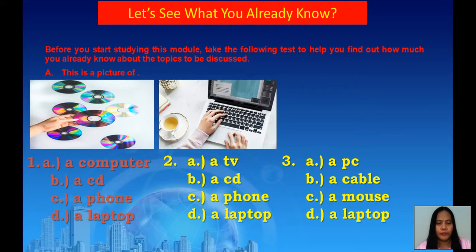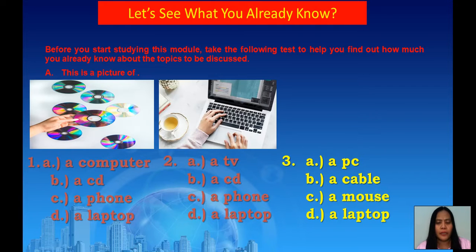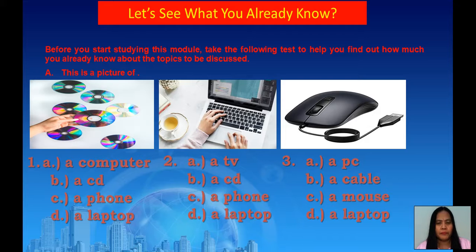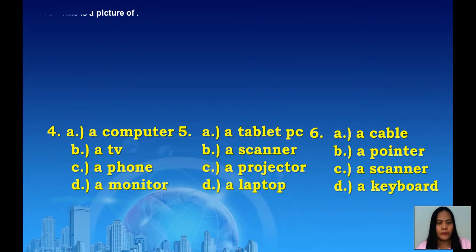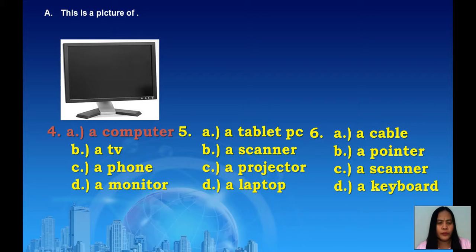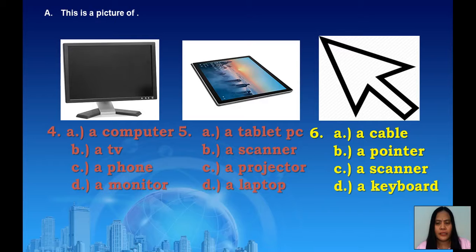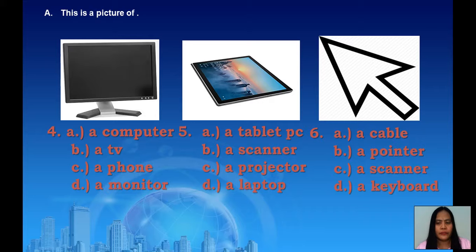Number 2. A, a TV; B, a CD; C, a phone; D, a laptop. Number 3. A, a PC; B, a cable; C, a mouse; D, a laptop. Number 4. A, a computer; B, a TV; C, a phone; D, a monitor. Number 5. A, a tablet PC; B, a scanner; C, a projector; D, a laptop. Number 6. A, a cable; B, a pointer; C, a scanner; D, a keyboard.